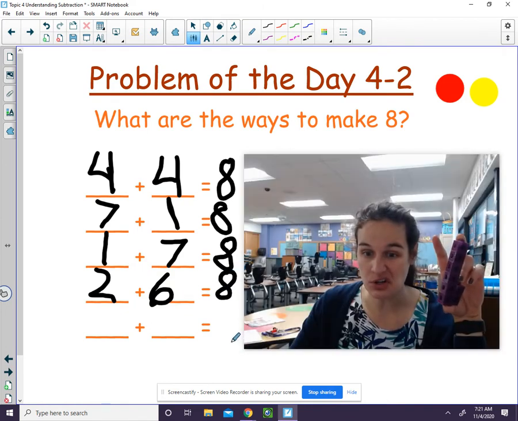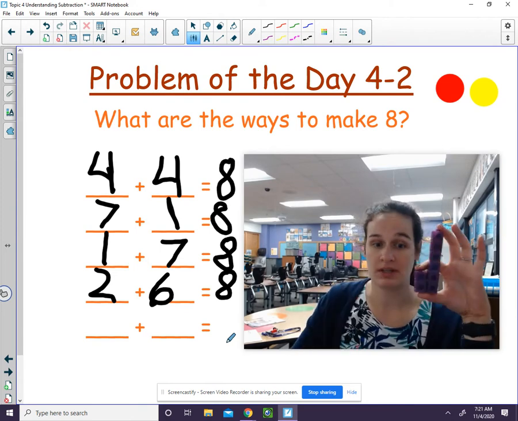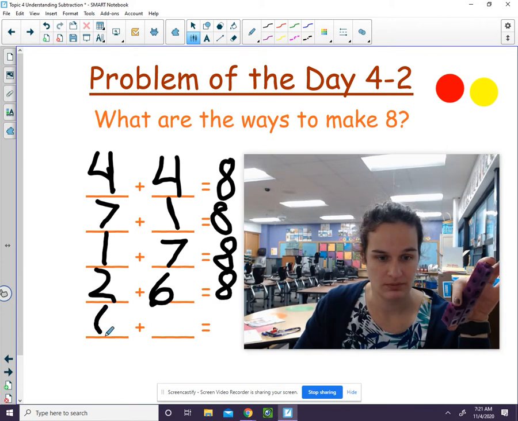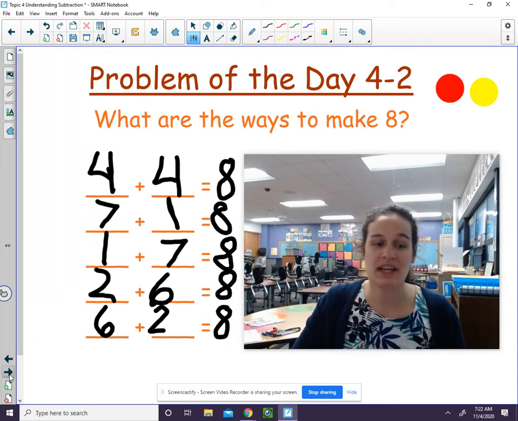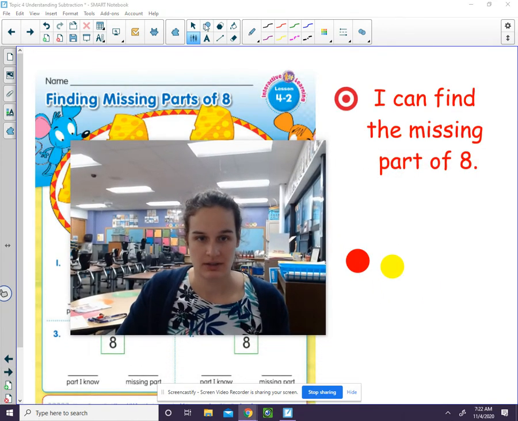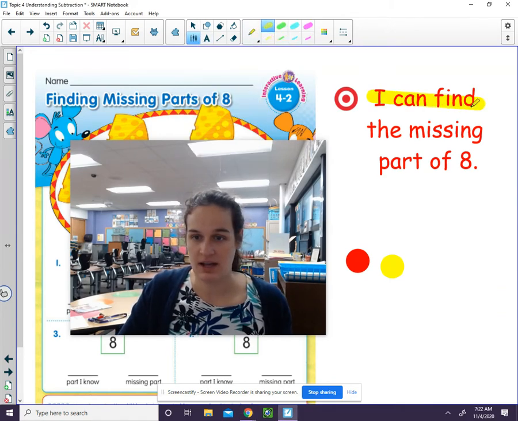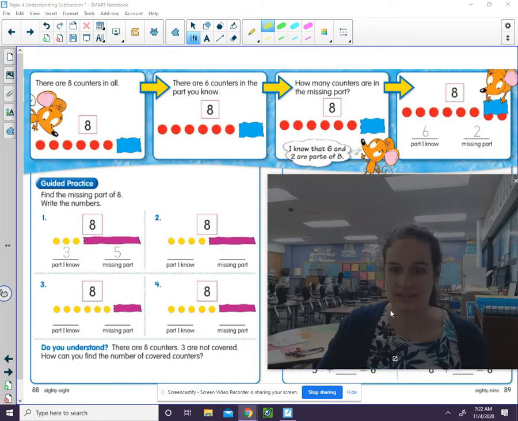Well, why don't I do the turnaround fact for that one? So now instead of 2 plus 6, we'll do 6 plus 2. And that equals 8. Awesome. So today we're working on our learning target. It says I can find the missing part of 8. So let's take a look at a couple practice problems.